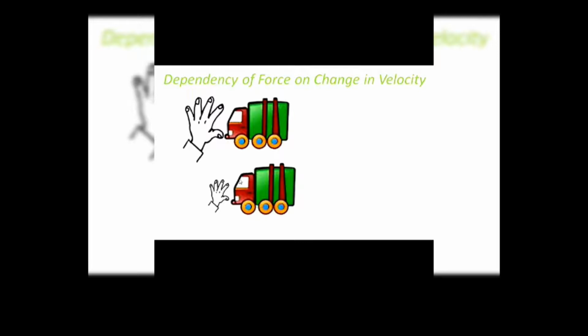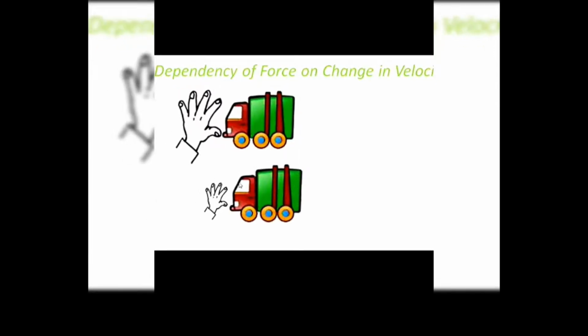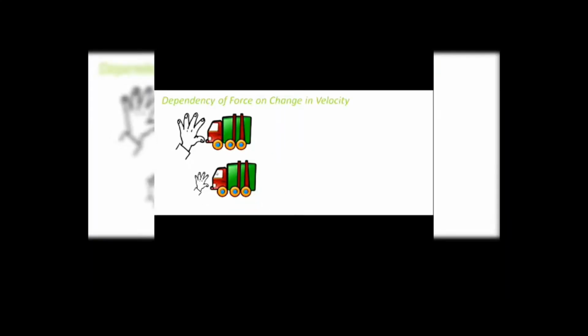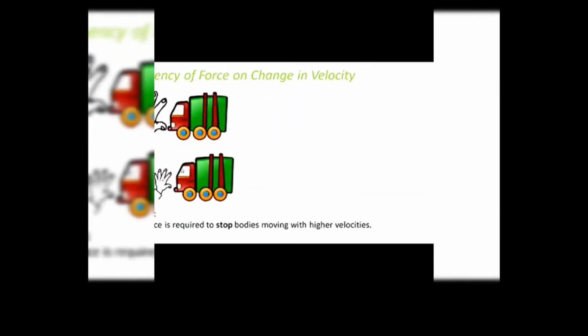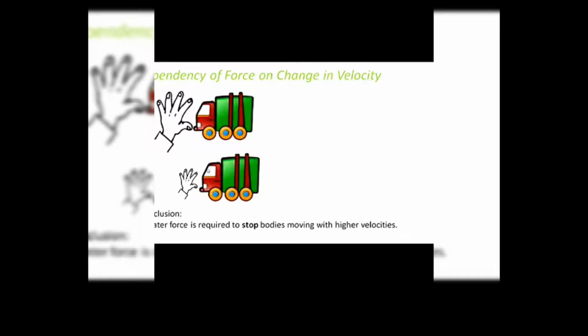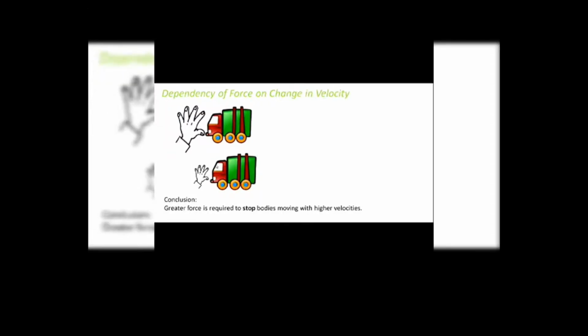But in the second case, the vehicle is coming quite slowly. So the amount of force that is needed to stop this second vehicle will be less. So what is the conclusion? Greater force is required to stop bodies moving with higher velocities. So that means if the object has greater mass, greater force is required. If the object is moving with higher velocity, greater force is required, right?